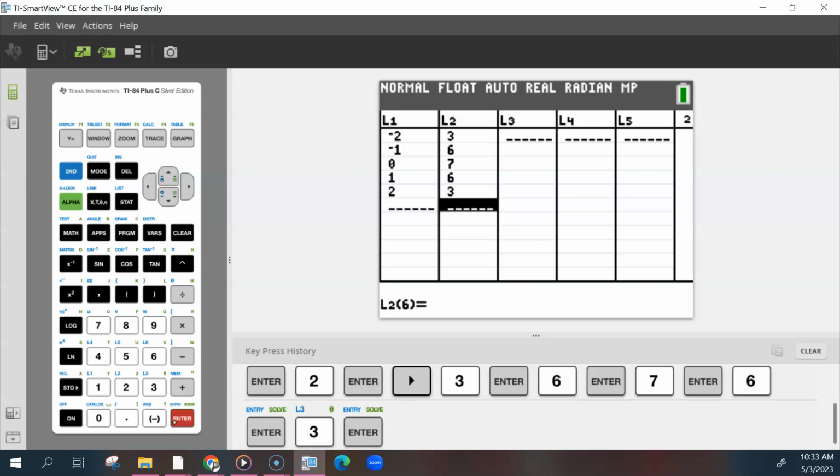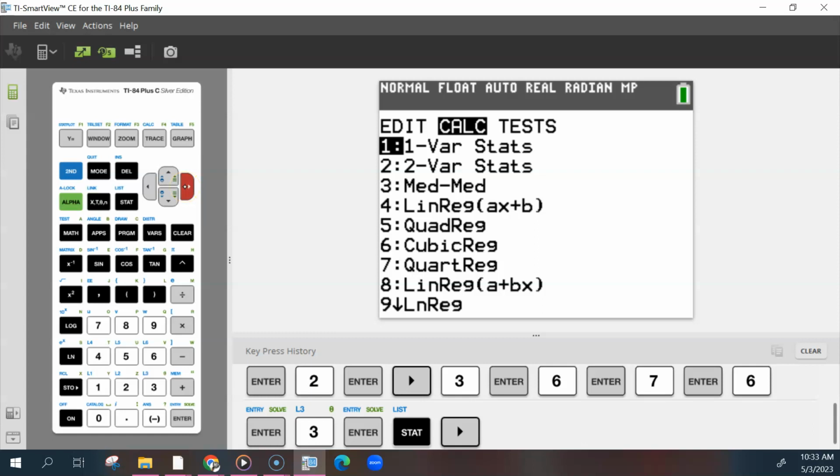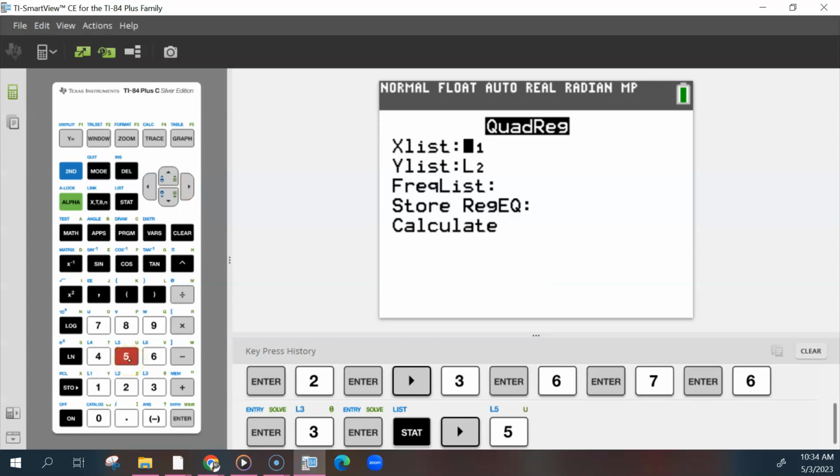Once you have all of your numbers in there, the next part is really the same as if you were finding line of best fit. Ignore this table in the middle of your notes, that is from a previous thing. So you're going to go back to stat, scroll over to calculate, but we're no longer doing linear regression, because that was 4. We're now doing quadratic regression, so that's 5. So we're going to number 5.